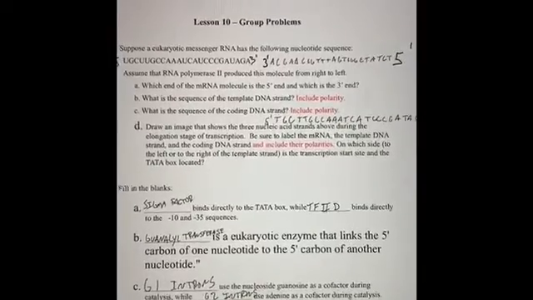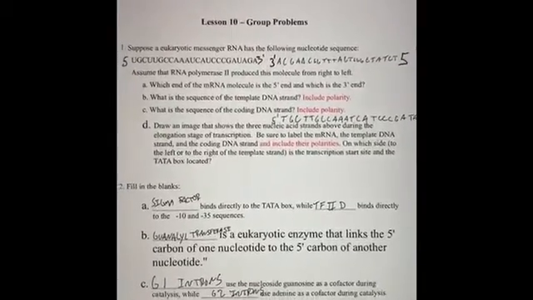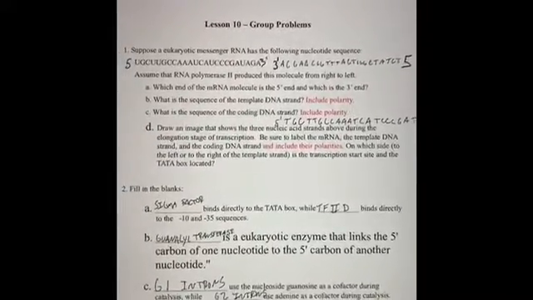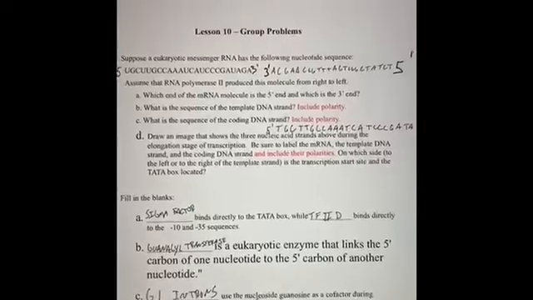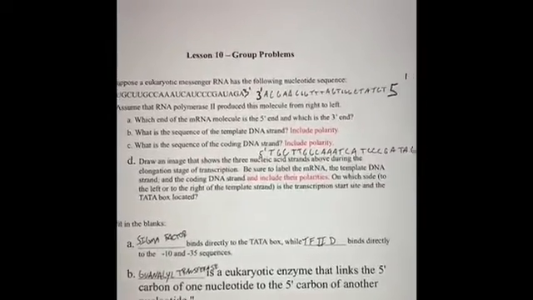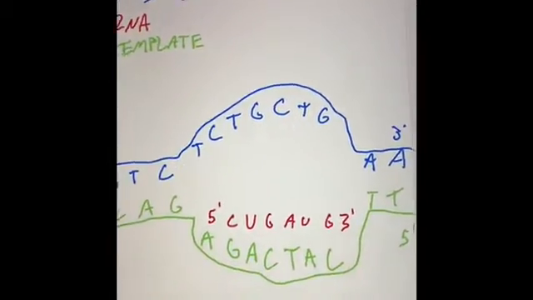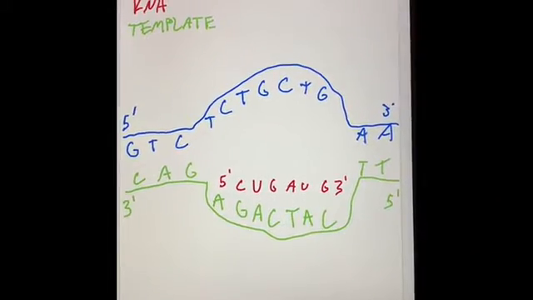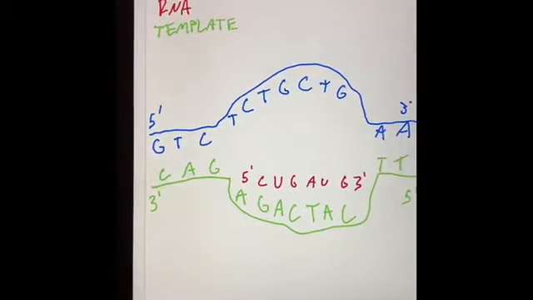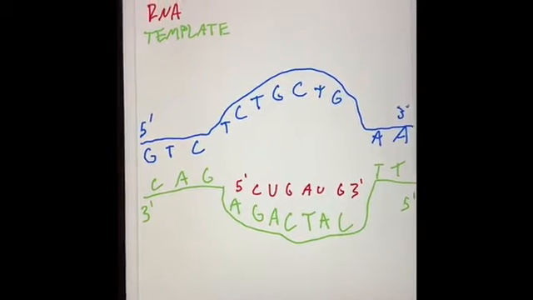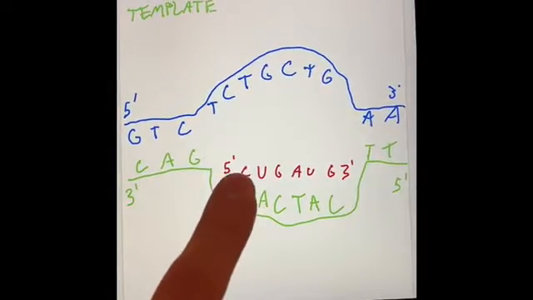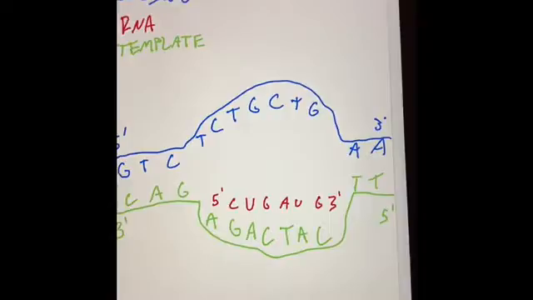So D, draw an image that shows the 3 nucleic acid strands above during the elongation stage of transcription. And be sure to label the mRNA, the template DNA strand and the coding DNA strand, and include their polarities. On which side, to the left or the right of the template strand, is the transcription start site and the top box located? So it's going to be on the right side in this drawing here, on the left side. And I use different nucleotides so it fit better and you could see it better. So you have the coding strand on the top and the template strand on the bottom, with the RNA here in the middle matching the coding strand opposite that has been opened.